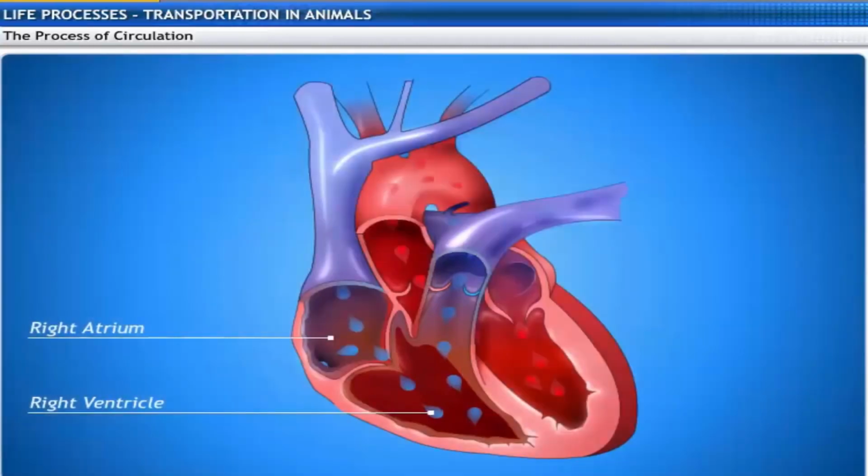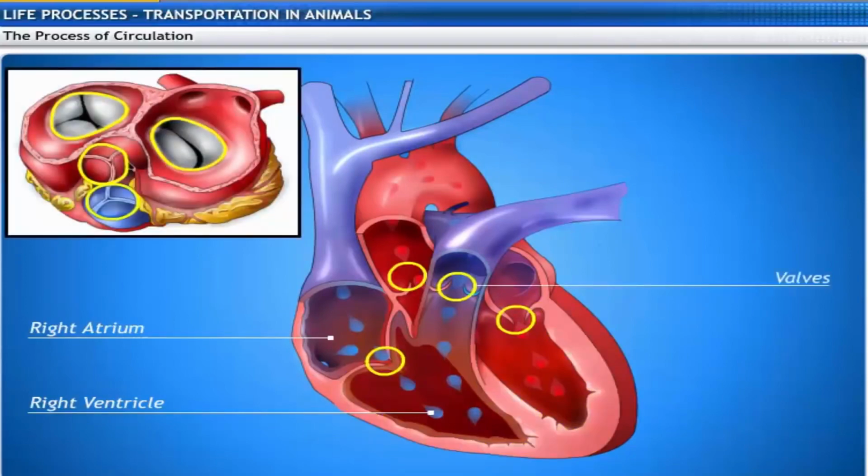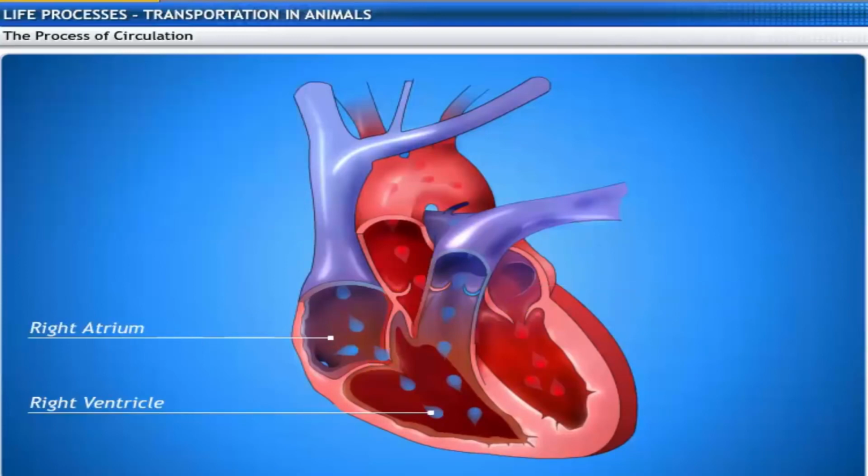Since ventricles have to pump blood into various organs, their walls are thicker and more muscular than those of the atria. Valves present in the ventricles and atria ensure that blood does not flow backwards during contraction or expansion.